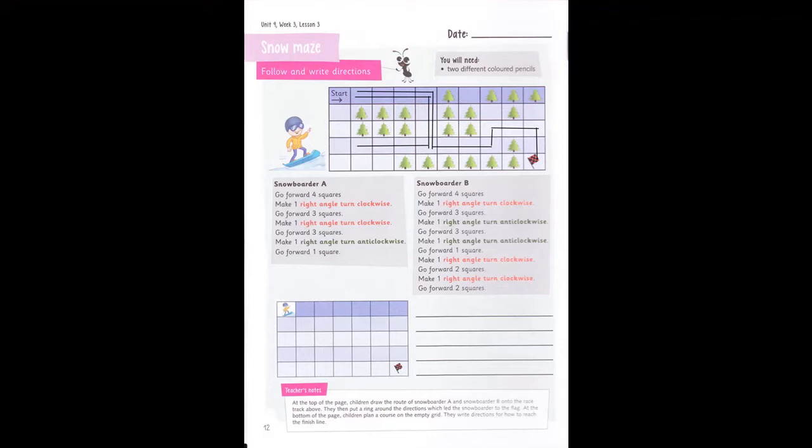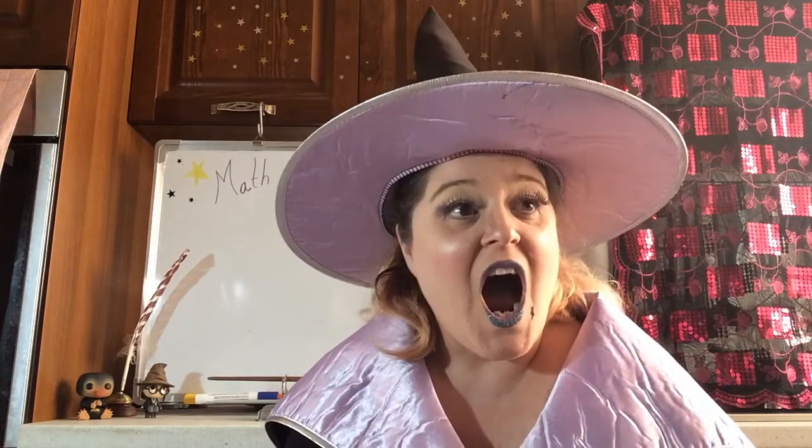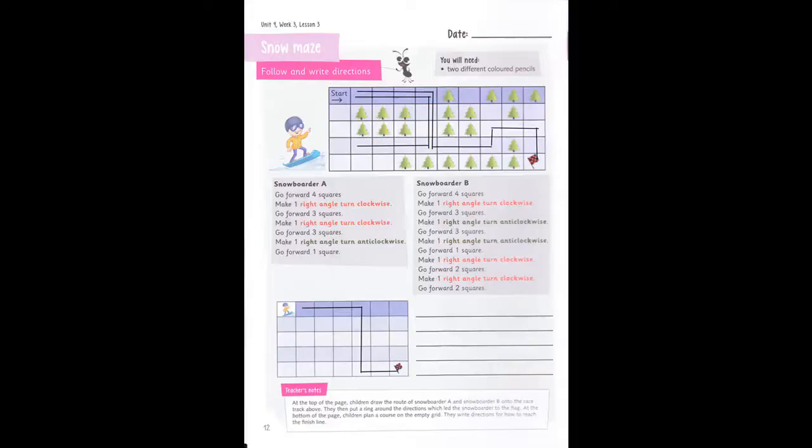Okay, at the bottom of this workbook page, we have a snowboarder and a blank. There is no path here. Well, that's because we are going to make a path. I am going to draw a path onto this grid, and I want you to copy it. So, take a look at the path. Here we go. It goes this way, and then down, and then that way to the flag.